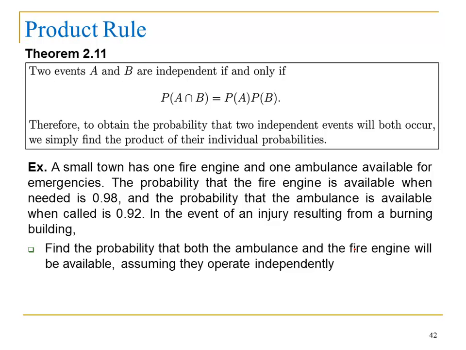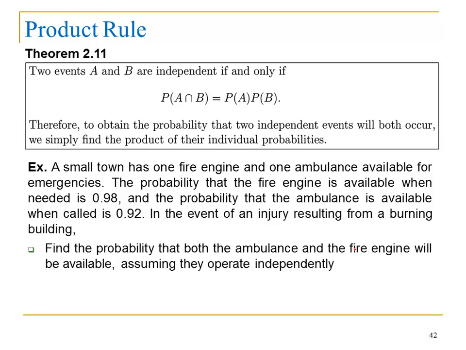So the product rule, one more time. This is for the case in which we have two events that are independent. They are independent if and only if the intersection of the two events equals the probability of one times the probability of the other. Therefore, to obtain the probability that two independent events will occur, we just multiply the two individual probabilities. And here's an example for such a case.